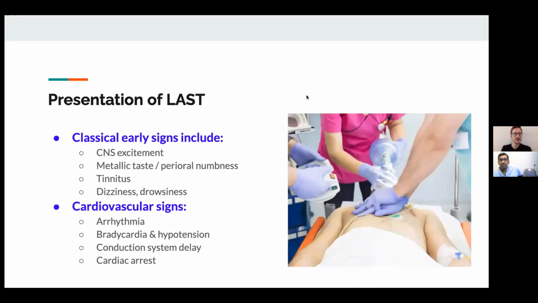All right. So how does LAST present? Classical early signs would include CNS excitement, so the patient may become tremulous, or you may see early clonic activity or seizure-like activity. They may complain of metallic taste in the mouth or perioral numbness, tinnitus, dizziness, drowsiness, any altered mental state could be a sign of this. Cardiovascular signs could include any bradyarrhythmias, hypotension, any new conduction system delays. If you note that the QRS is widening on the ECG, that would obviously be worrisome, or it may present with sudden cardiac collapse and cardiac arrest in a worst case scenario.